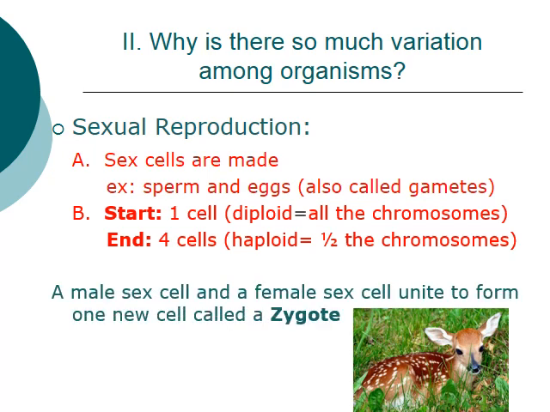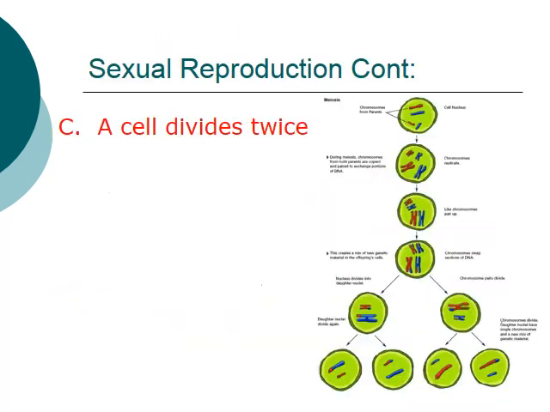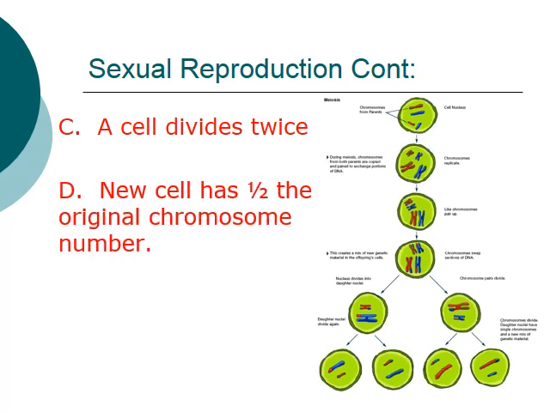And when a male sperm and a female egg unite, it forms a new cell called a zygote. A zygote is the very first cell that ever creates our body. And from there, it's just going to divide and divide and divide and turn into a human. So remember, we started with 1 cell and then we ended with 4 cells. So the cell divided twice. And so each cell that is created from meiosis is different from the parent. It only has half of the original chromosome number.